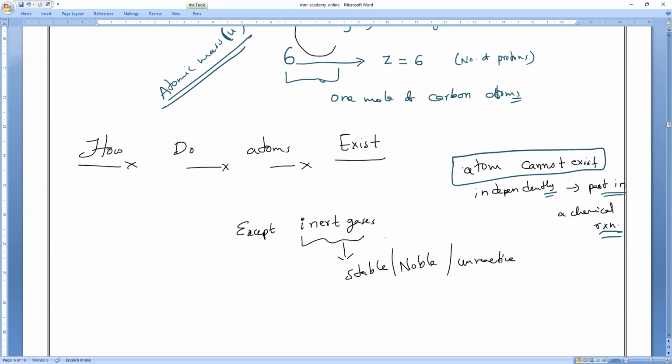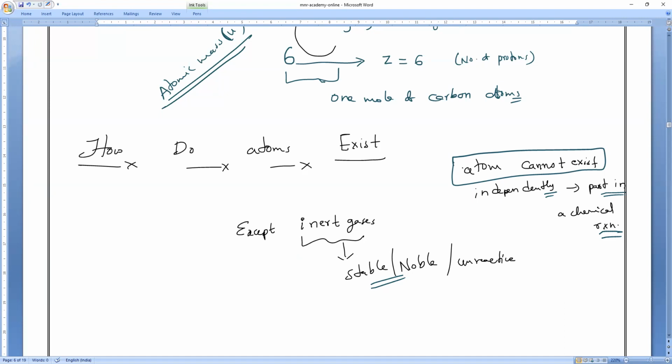Sir, one doubt. Dalton said except the inert gases, but did he not know the inert gases at that time? Do you understand? John Dalton did not know inert gases. He said it generally. And the same statement is proved, that no atoms can exist independently, they will always involve in chemical reactions, except the inert gases.